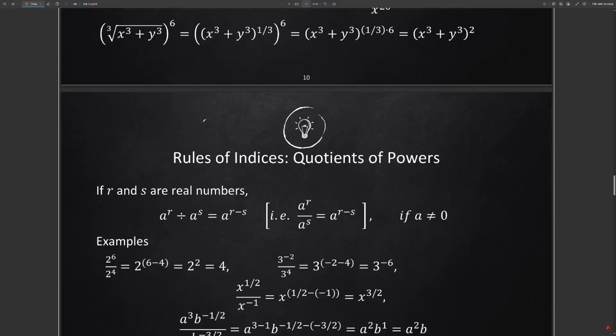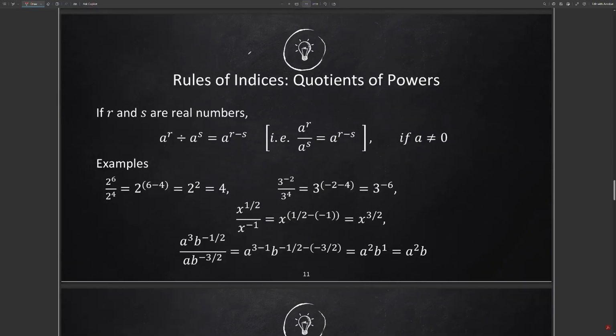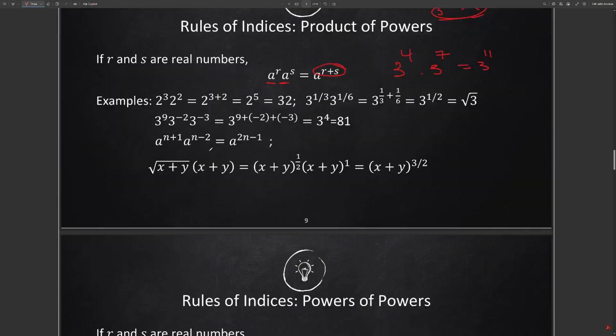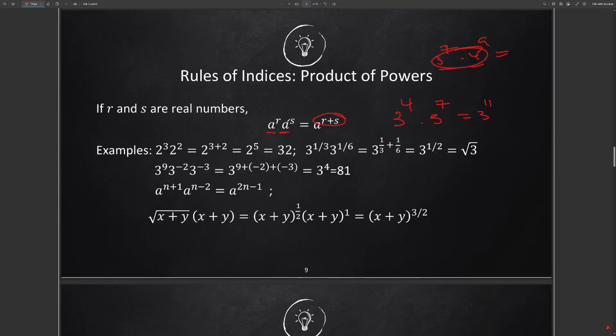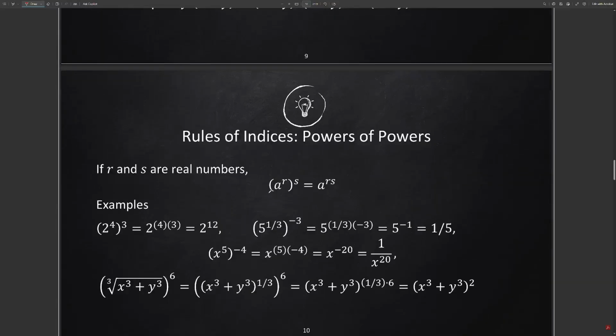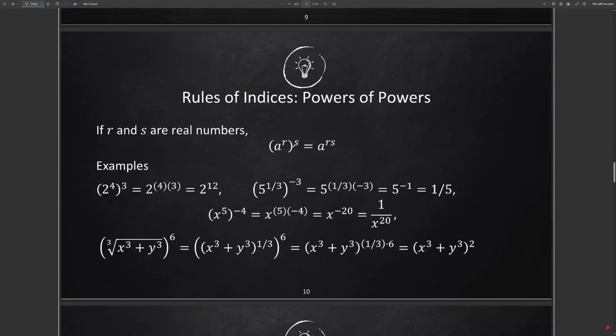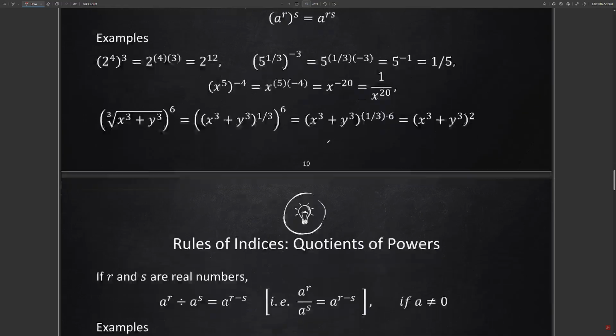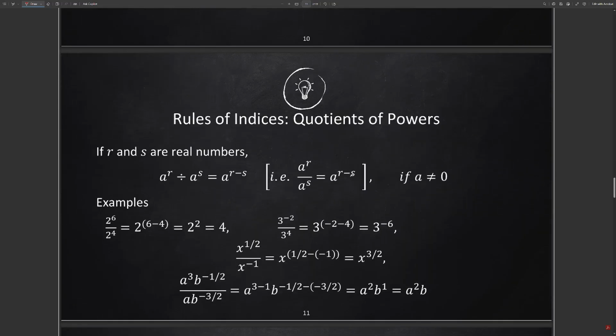And these examples here are more for you to read. Division now of indices. When we divide, we minus the powers. So basically, when we multiply the powers, we add them. When we multiply here, the bases, we add the powers. When we have this case here where we have parentheses, we multiply the powers. And when we divide, we subtract the powers.